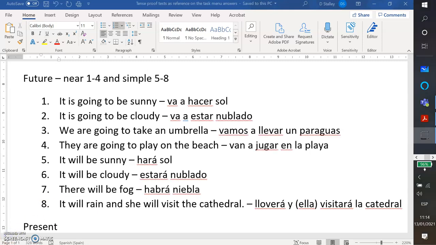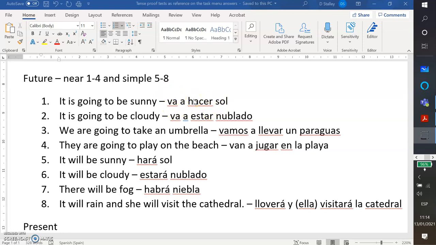Okay, so here are the answers for the future one. So the first few, 1 to 4, as I said in the original list, are in the near future. So when we use the near future, because it's the it form, we use va rather than the other form. So if you don't know the verb ir in the present tense, which is what we use when we use the near future, it might be worth revising that. So va a hacer sol.